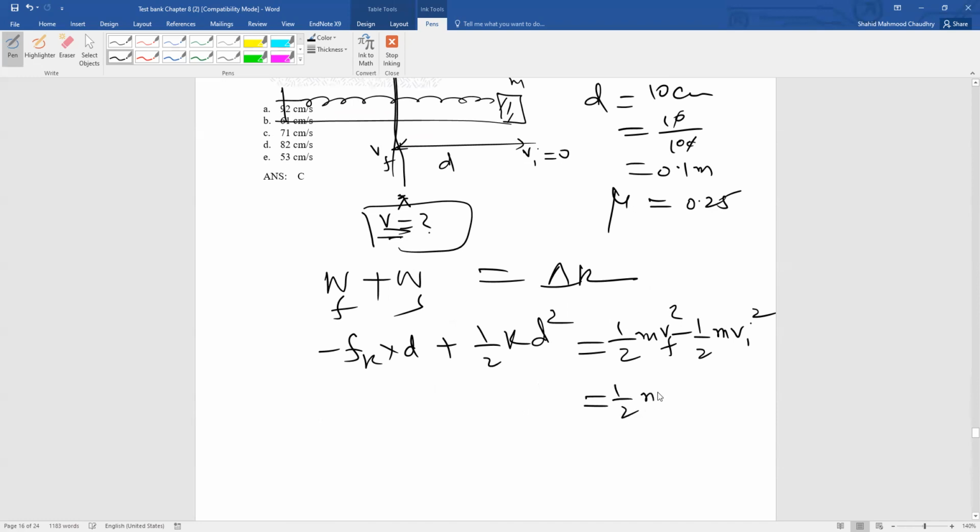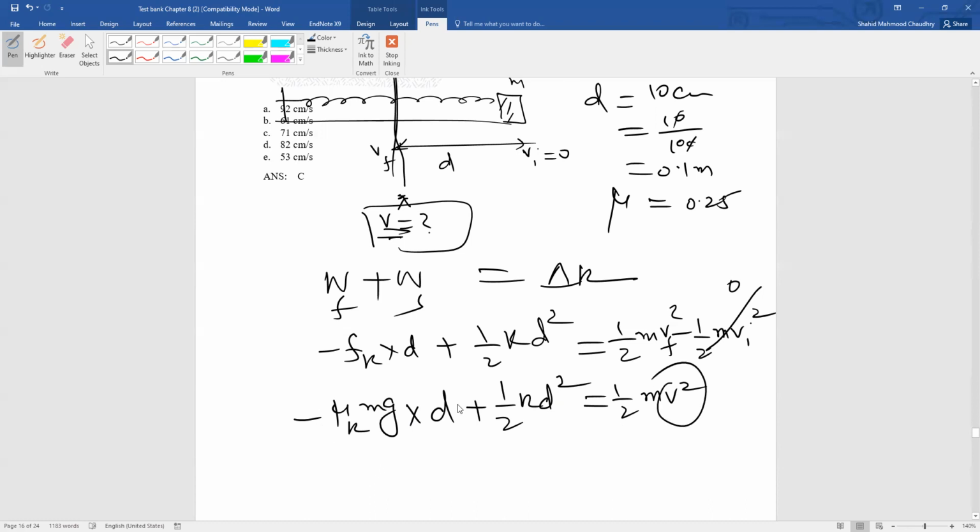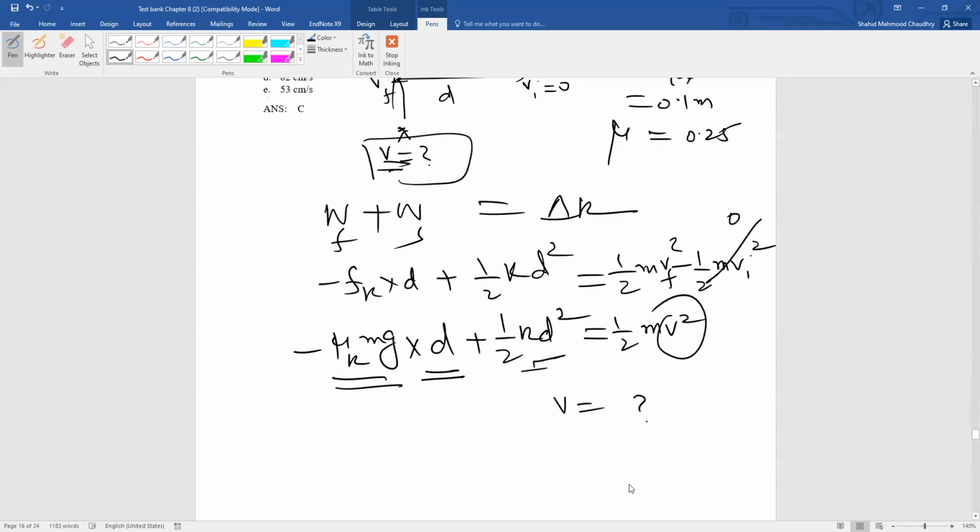So 1 over 2 m v square, this is 0. So minus f_k, that is minus mu_k times m g, times d, plus 1 over 2 k d square. You know that the kinetic friction is mu_k into N, and N is m g. So we need this v value. Here everything is given: d is given, mu_k is given, m is given, g you know, k is given. Putting in the values and solving for v.